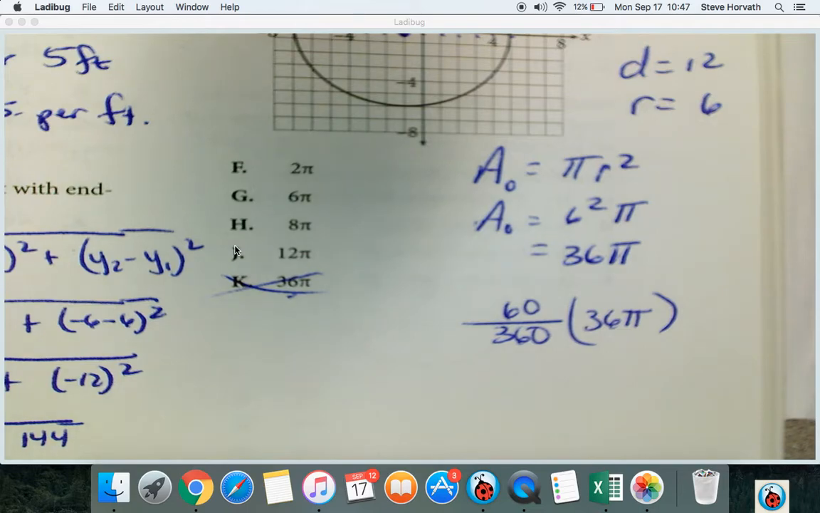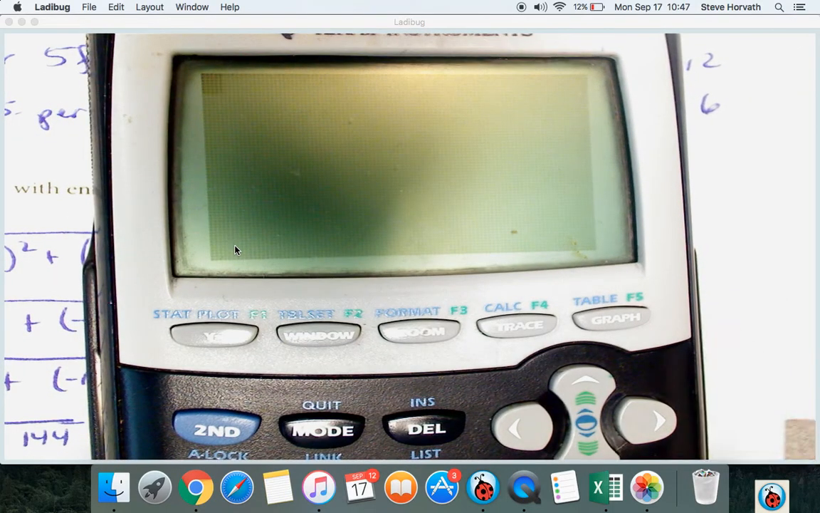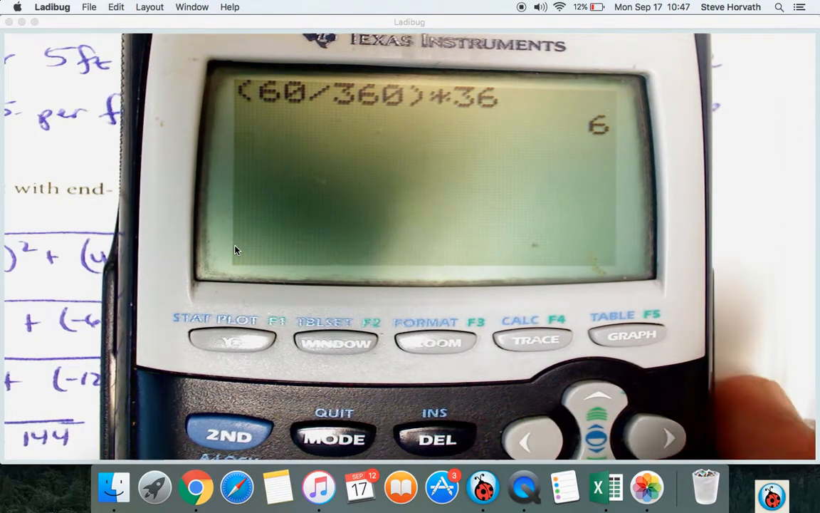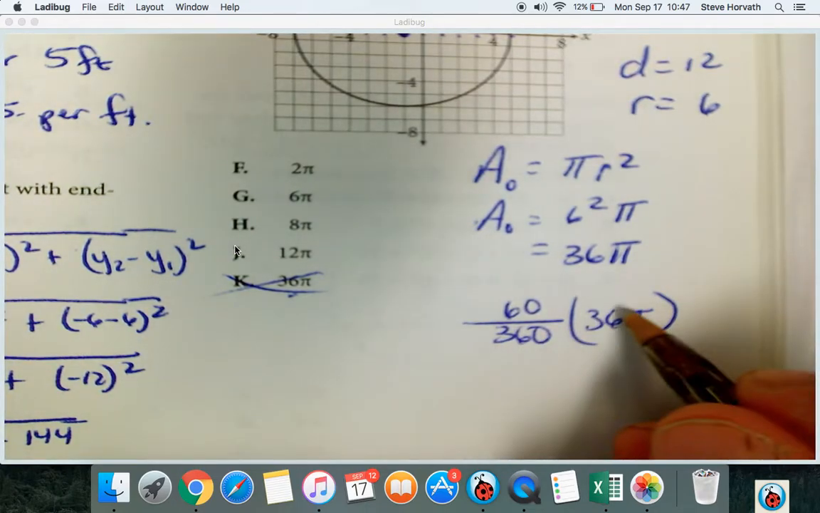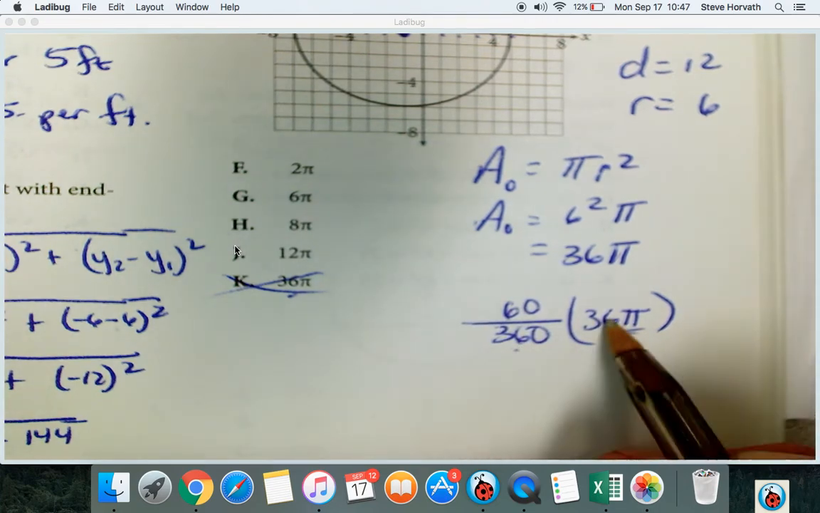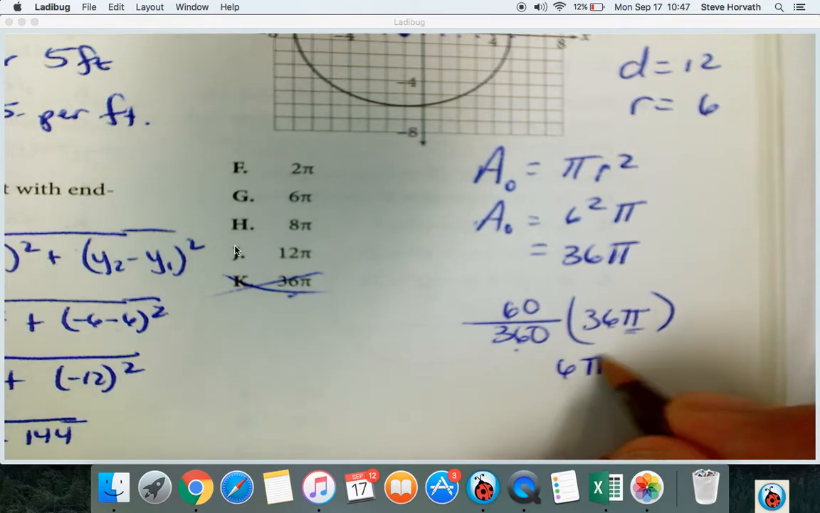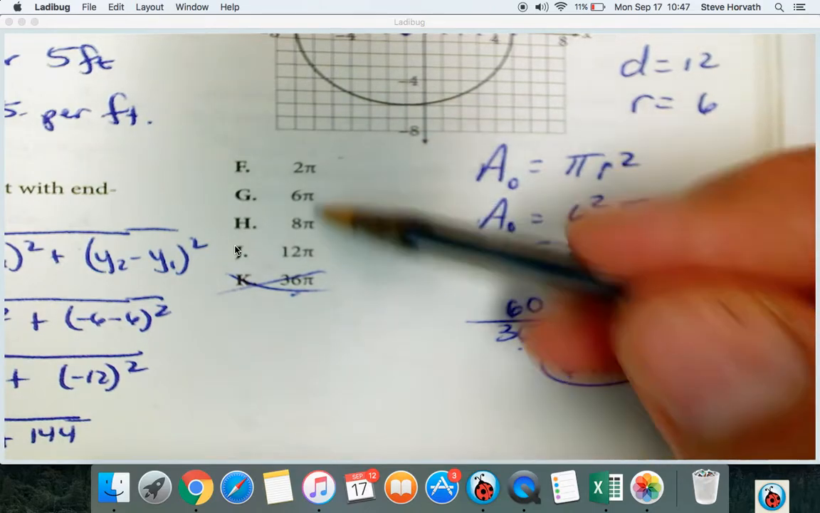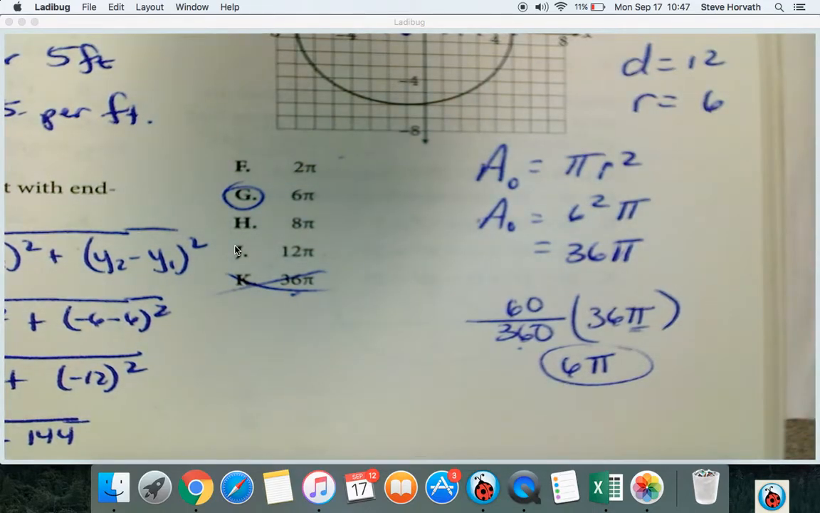Okay, and that can be a calculator problem. You don't even have to reduce your fractions first for the calculator. It doesn't care. You can take parentheses 60 divided by 360. Now I'm going to multiply by 36 and not the pi. Do not put in the pi. When I hit that, I get 6. But we know we wanted to multiply this by pi, so I ignored the pi for a second and did 60 over 360 times 36, and we got 6. That's because the area of the sector is 6 pi, right? Because all the answers are in terms of pi, that makes that the correct answer.